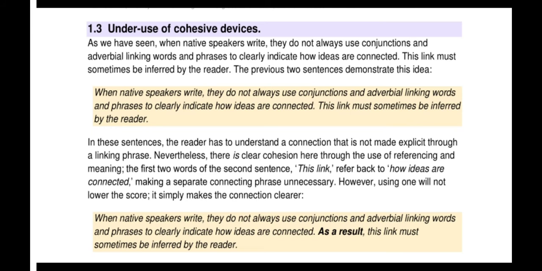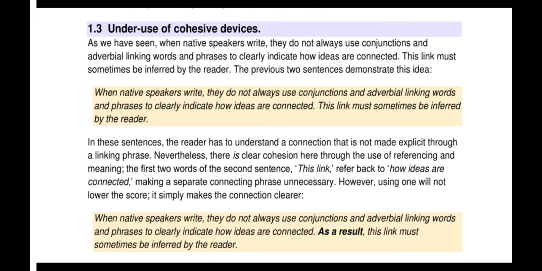Underuse of cohesive devices. As we have seen, when native speakers write, they do not always use conjunctions and adverbial linking words and phrases to clearly indicate how ideas are connected. This link must sometimes be inferred by a reader. The previous two sentences demonstrate this idea. In these sentences, the reader has to understand a connection that is not made explicit through a linking phrase. Nevertheless, there is a clear cohesion here through the use of referencing and meaning.